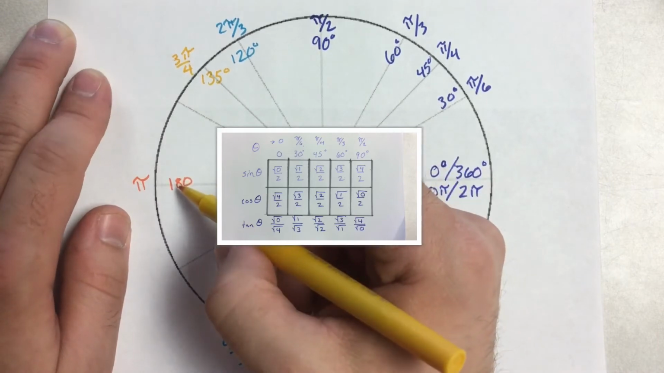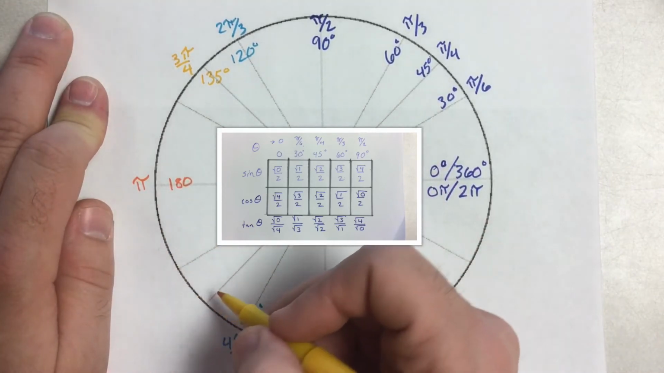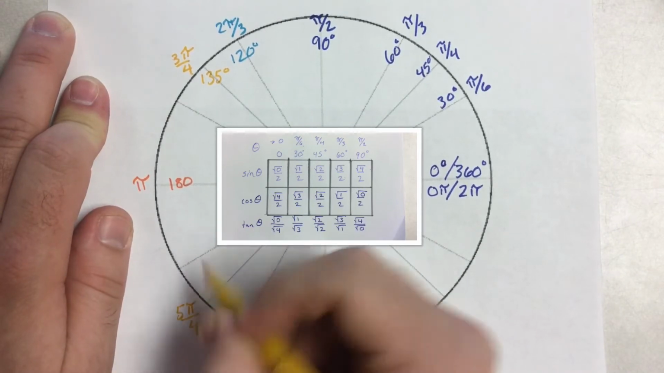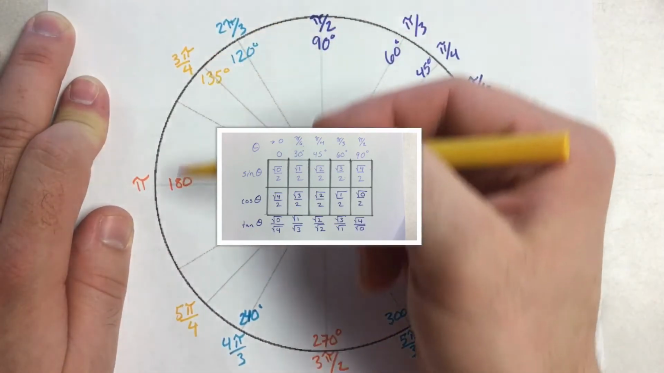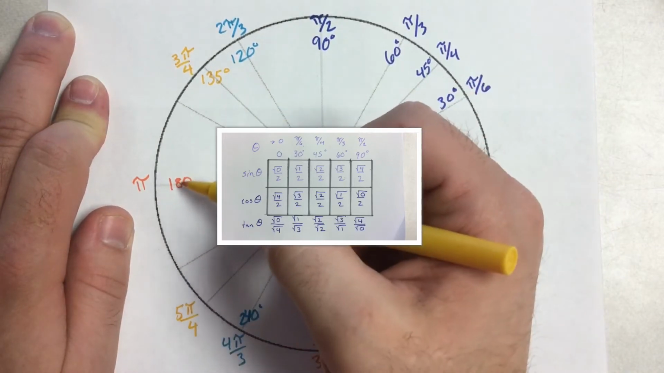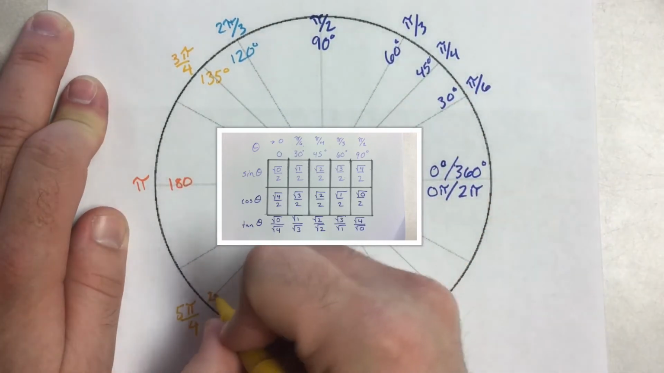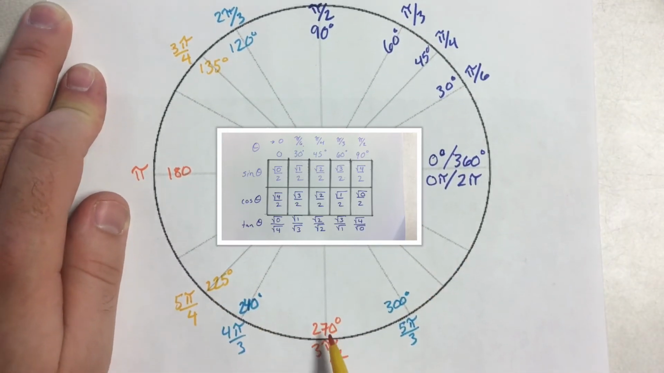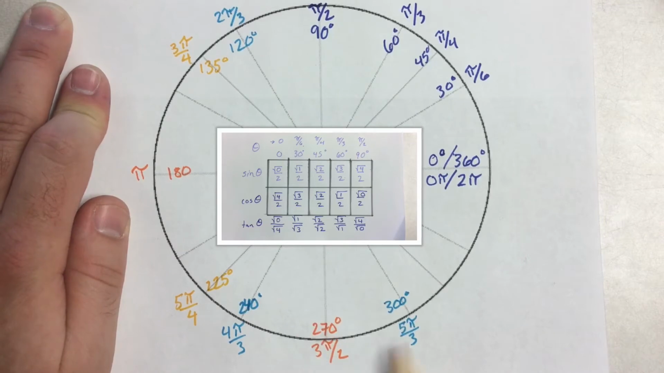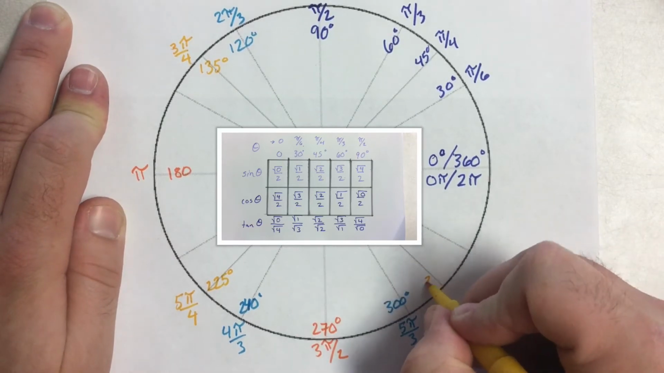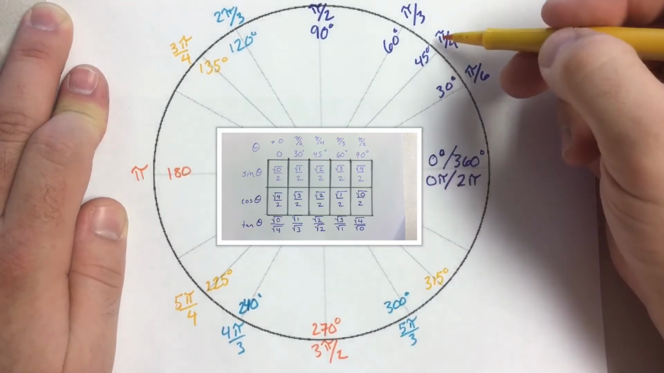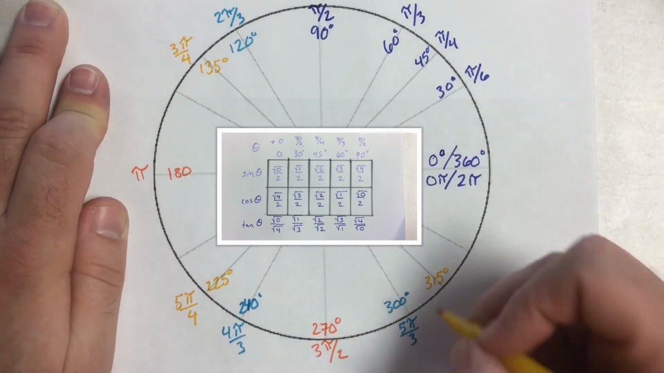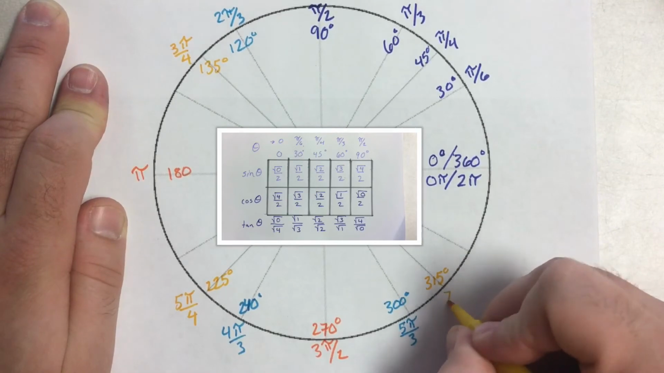So I add another pi over 4. That would bring us to 5 pi over 4. And knowing where it goes because it's reflected down from the one above. And then 180 plus 45, that's 225. Adding 45 again brings us to 270 and 3 pi over 2. Adding 45 again brings us to 315, which is reflected down from the 45 above. And then adding another pi over 4 brings us to 7 pi over 4.